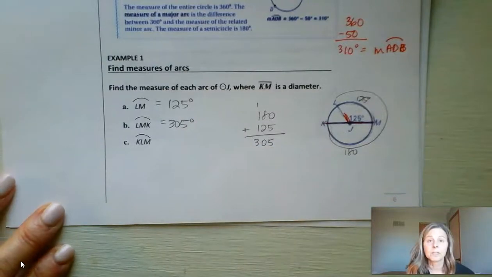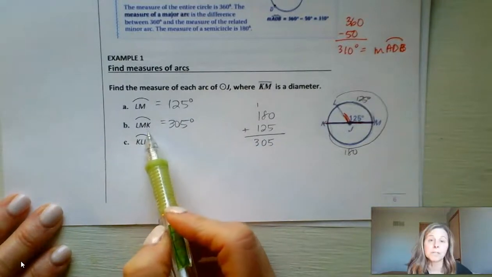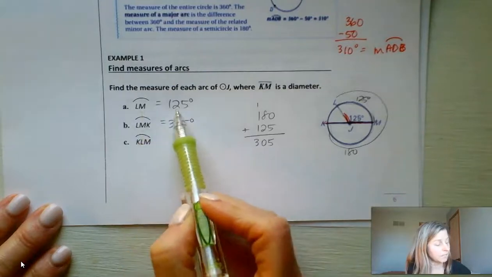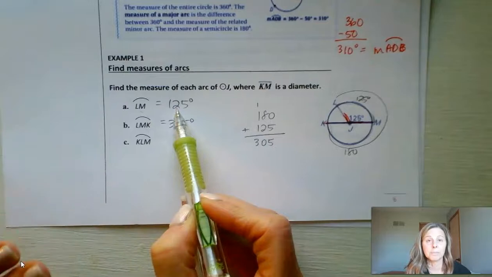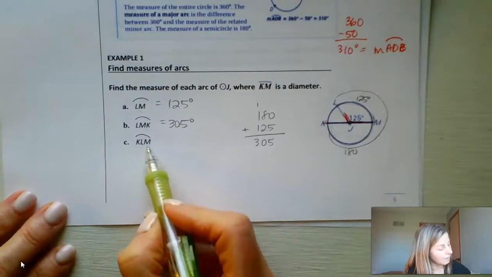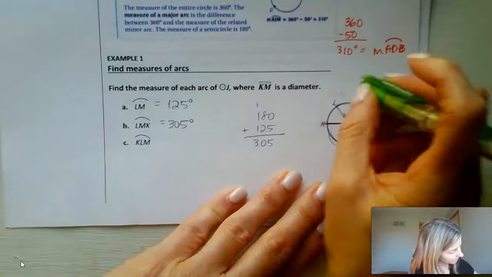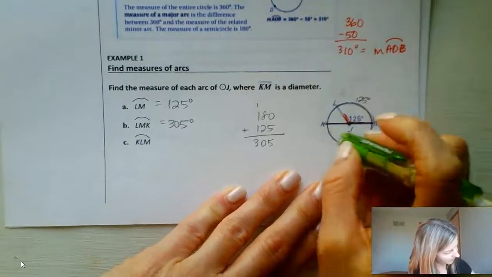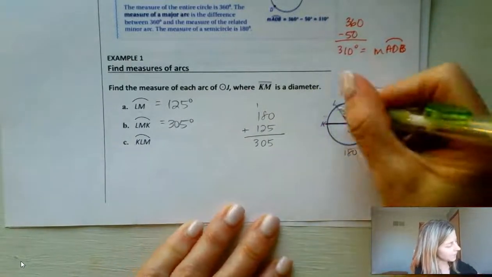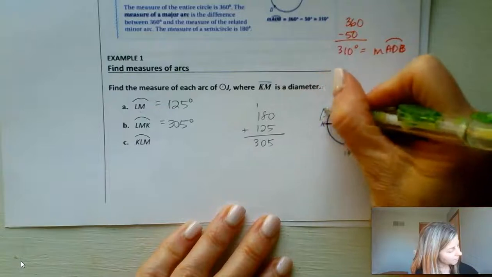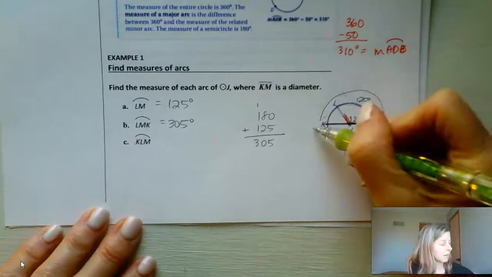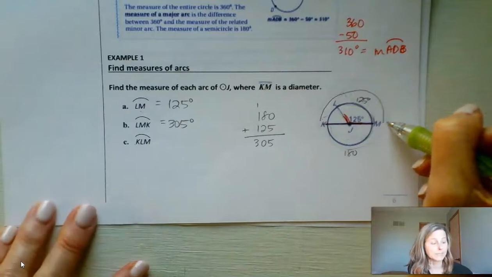Now you will find too, if this is a major arc, it will be more than 180 degrees. If this is a minor arc, it will be less than 180 degrees, because 180 degrees is sort of that middle ground. Okay, KLM. All right, so let me get rid of this mark. I'm going to try to leave the 180 and the 125. So K through L, stop at M. Okay, I have gone halfway around my circle, so that is 180 degrees.